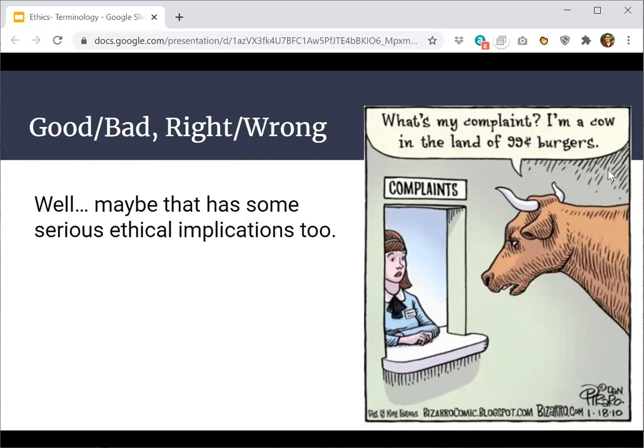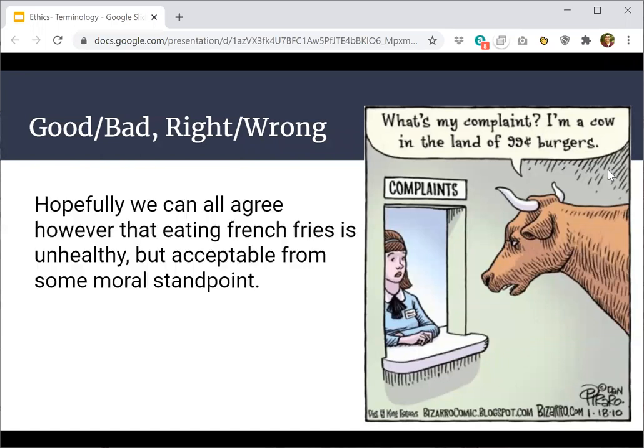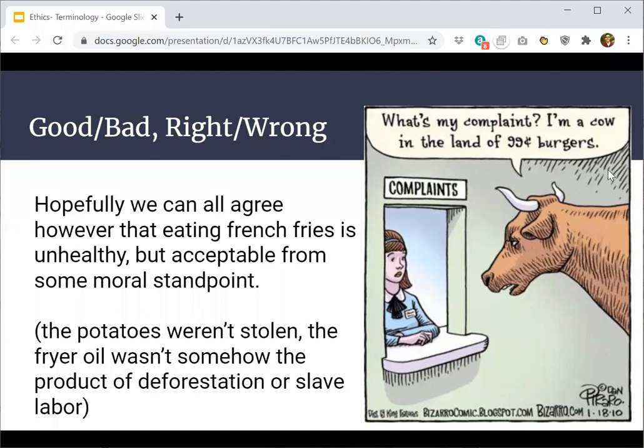So sometimes eating fast food has ethical implications, but let's talk about eating French fries, right? Hopefully we can all agree eating French fries, or too many French fries especially, can be unhealthy, but it's acceptable from some moral standpoint, right? It doesn't tick the moral problematic box. Suppose, assume that you're eating some French fries where the potatoes weren't stolen, the fryer oil wasn't somehow the product of deforestation or slave labor, etc.